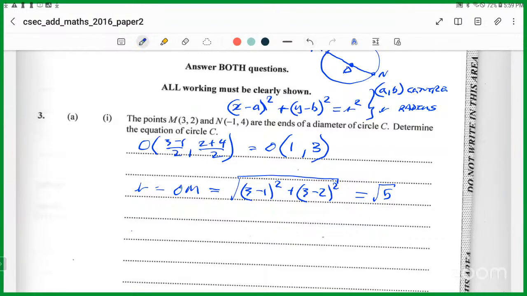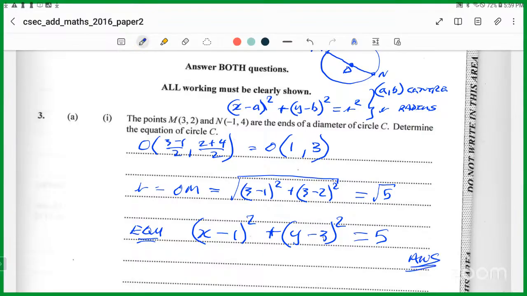So the equation that they want would be x minus 1, that's the center point, squared, plus y minus that value squared equals, r squared is 5. And that's the answer right there. That's what they got? Student who said they did it. Yes, sir. Alright, good.